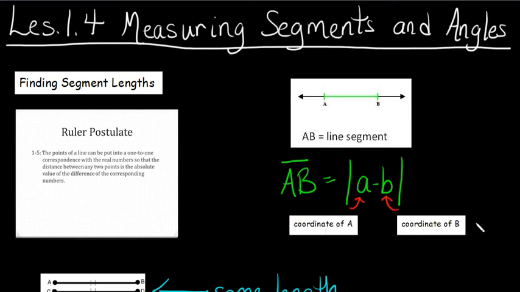So lesson 1.4 is measuring segments and angles. And we already know what segments are. So how do we find the lengths of segments? I just put a picture up here of segment AB.